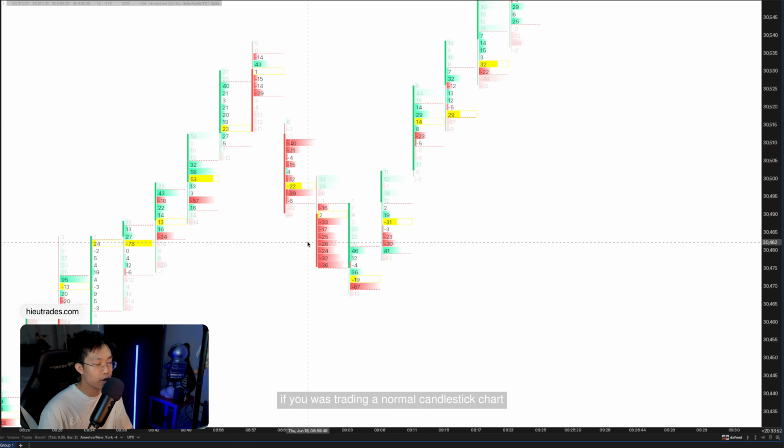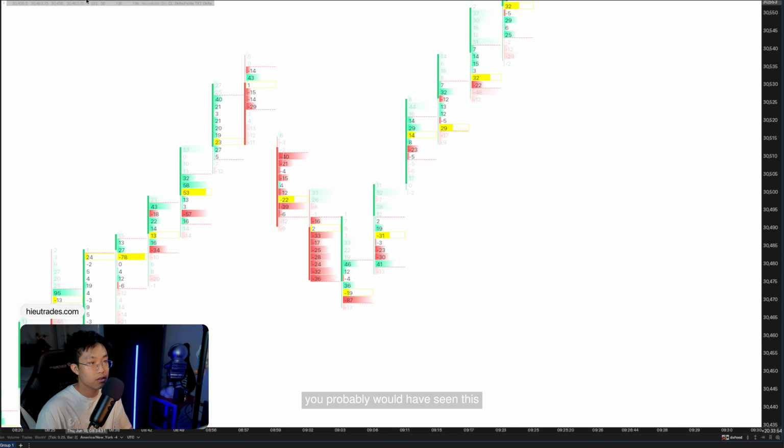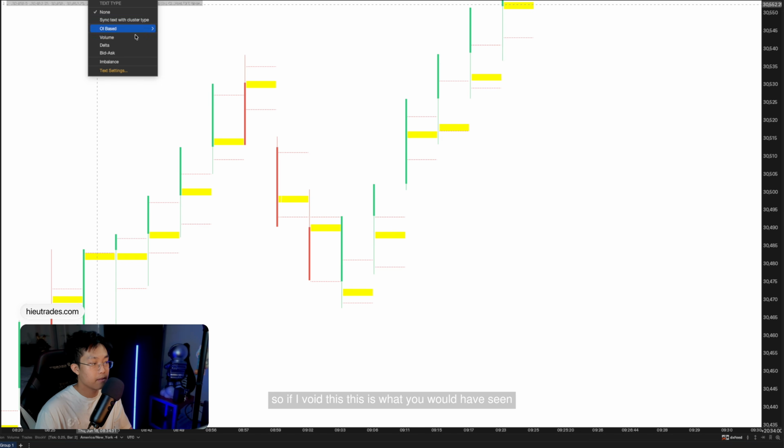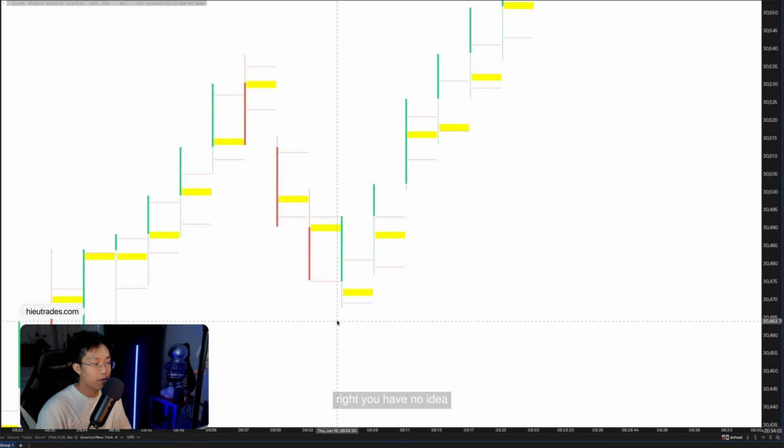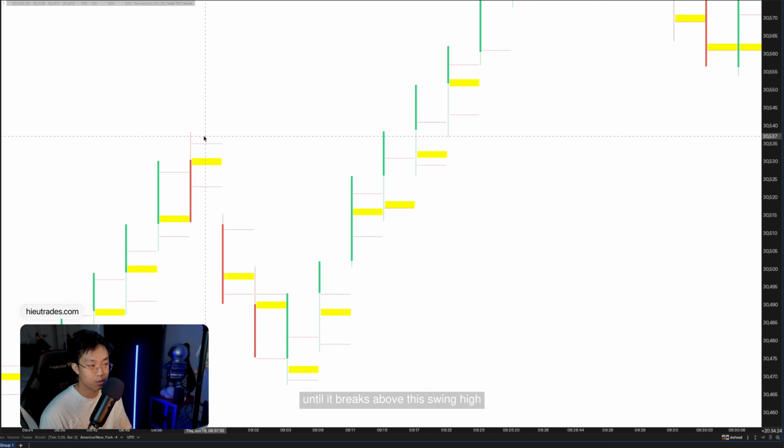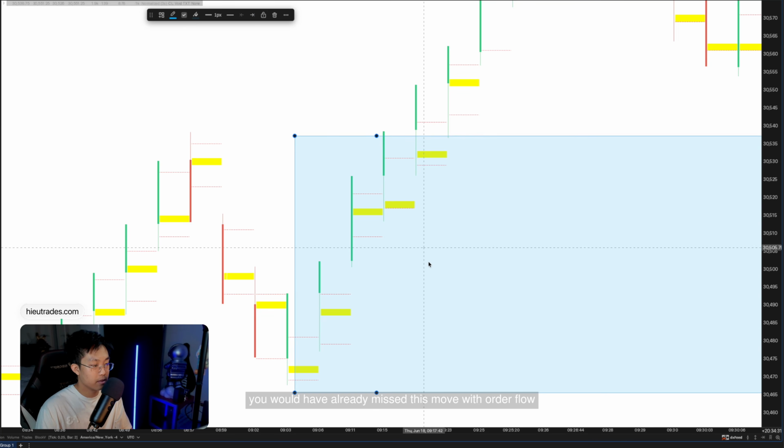If you were trading a normal candlestick chart, you probably would have seen this. So if I void this, this is what you would have seen, right? You have no idea, even after this bullish green candle, it would be too risky for you to anticipate the pullback ending right here. You would think, you go lower, this green candle was just a pullback within the overall pullback to continue lower. You don't have clear evidence of price actually completing that pullback until it breaks above this swing high. Then that becomes your break. But by that point, you would have already missed this move.